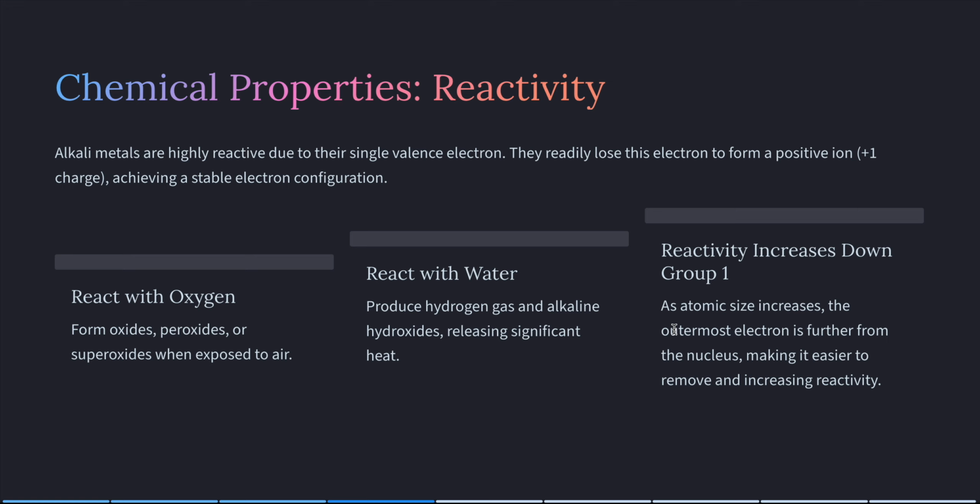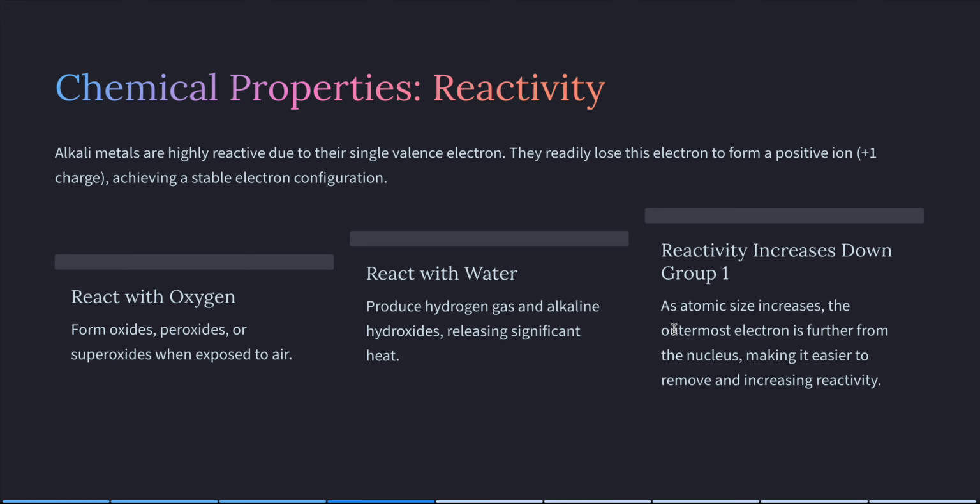Now let's move on to the chemical properties, which we need to know is reactivity. First of all, because of their single valence electron, they are highly reactive and they can readily lose this electron to form a positive ion of +1 charge to achieve a stable noble gas electron configuration. They can react with water and oxygen. With oxygen, they form oxides, peroxides, superoxides. When they react with water, they form hydrogen gas and the specific alkaline hydroxide, and it is an exothermic reaction, so it produces a lot of heat.